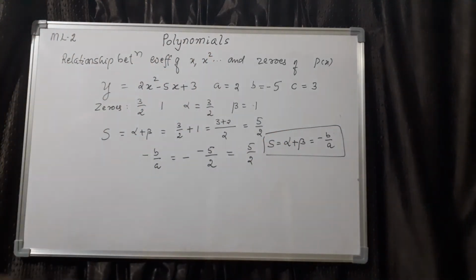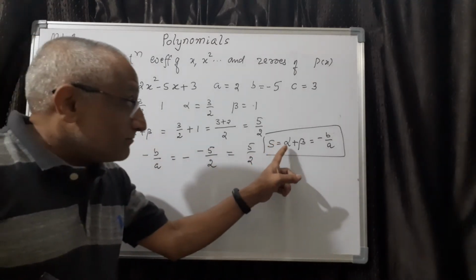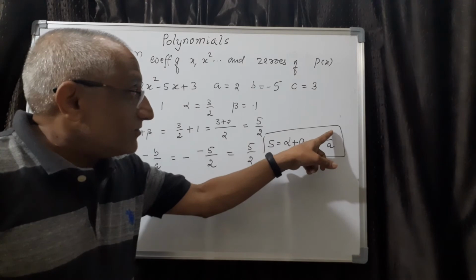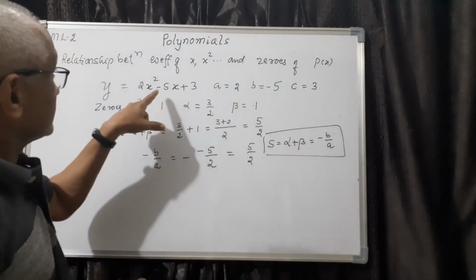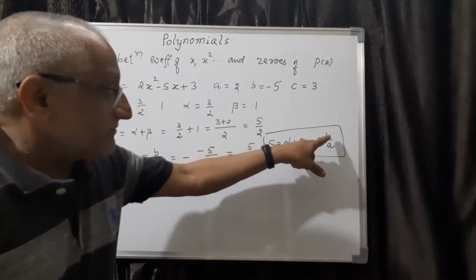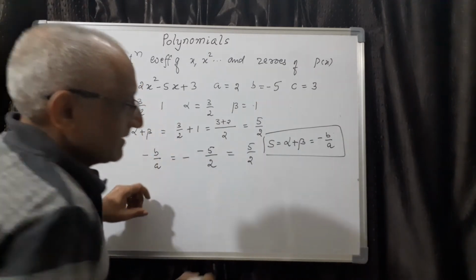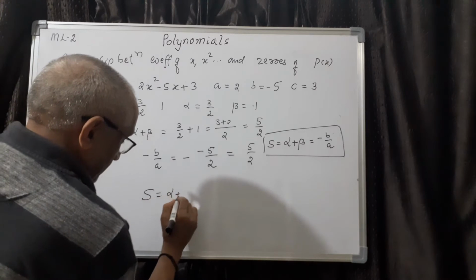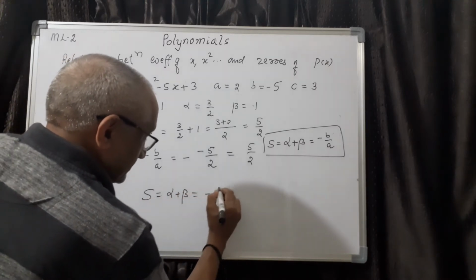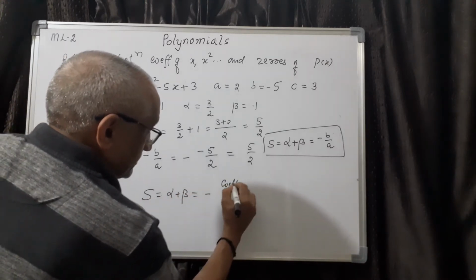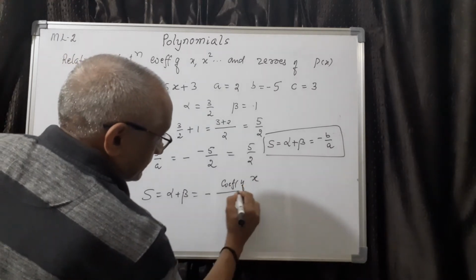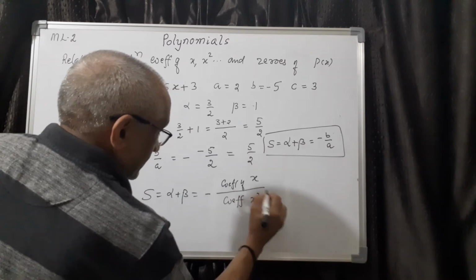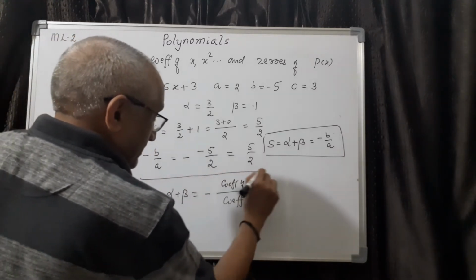So in any quadratic polynomial, sum of the zeros will be equal to minus the ratio of coefficient of x divided by coefficient of x square. Or you can remember this way, s equal to alpha plus beta equal to minus coefficient of x divided by coefficient of x square. So this is one important result.